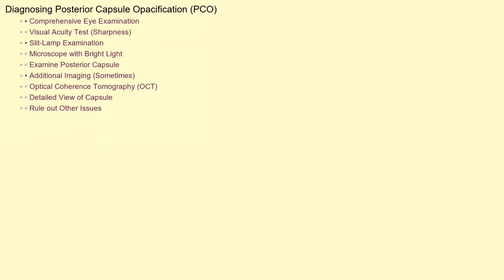Diagnosis of PCO is usually straightforward. Your ophthalmologist will perform a comprehensive eye examination, including a visual acuity test to assess your sharpness of vision. A slit lamp examination, using a microscope with a bright light, allows the doctor to carefully examine the posterior capsule and identify any opacification or clouding. In some cases, additional imaging tests, such as optical coherence tomography or OCT, may be used to provide a more detailed view of the capsule and rule out other potential issues.